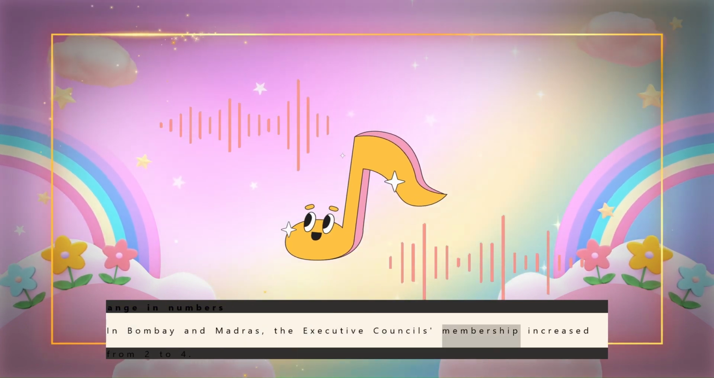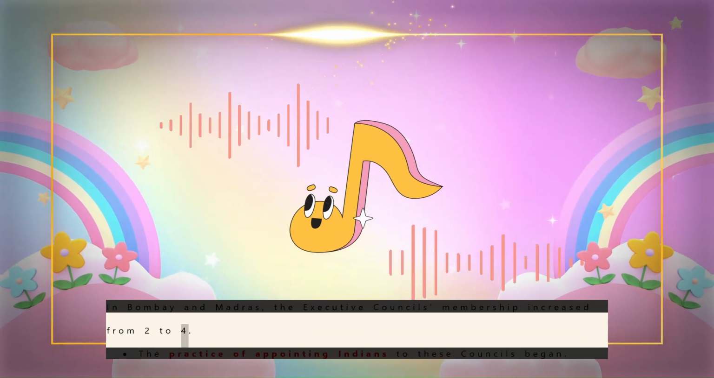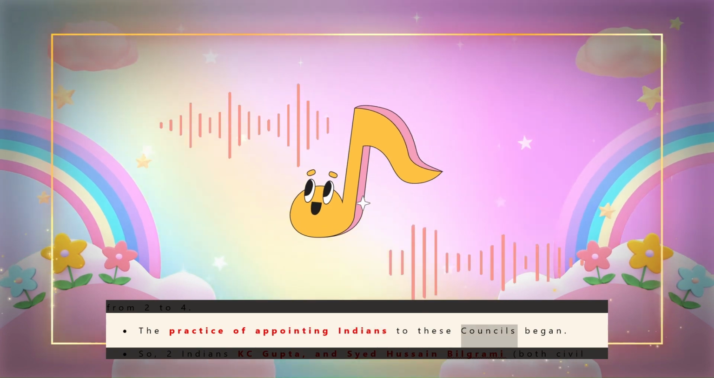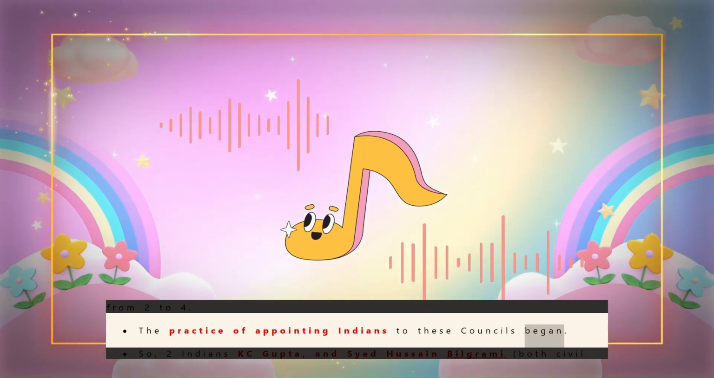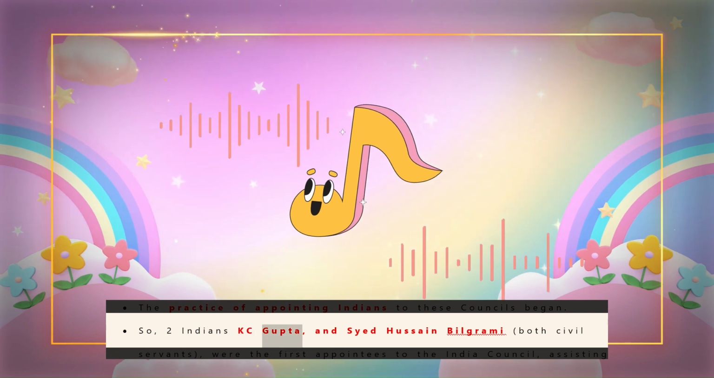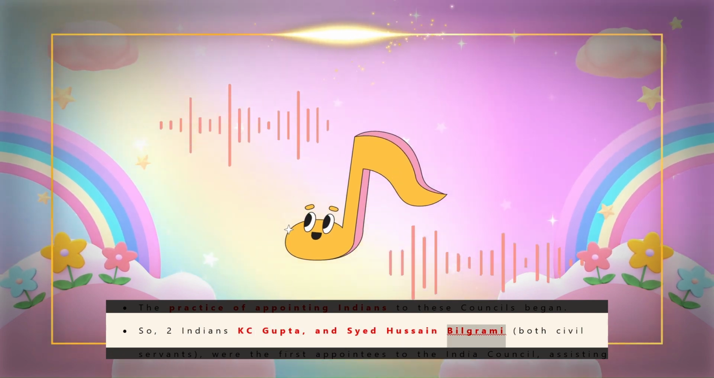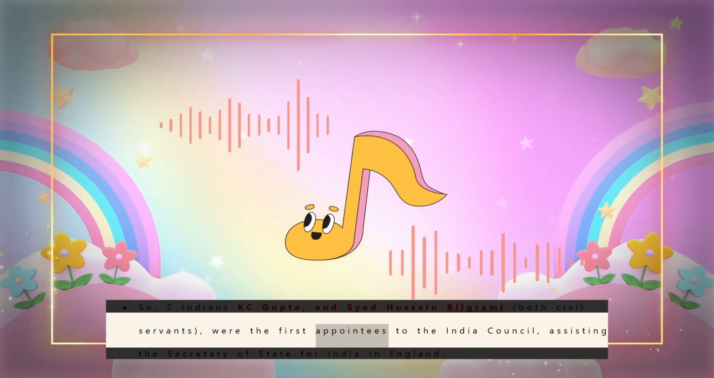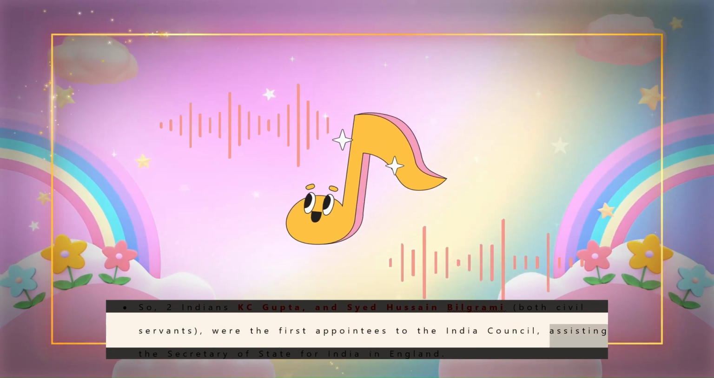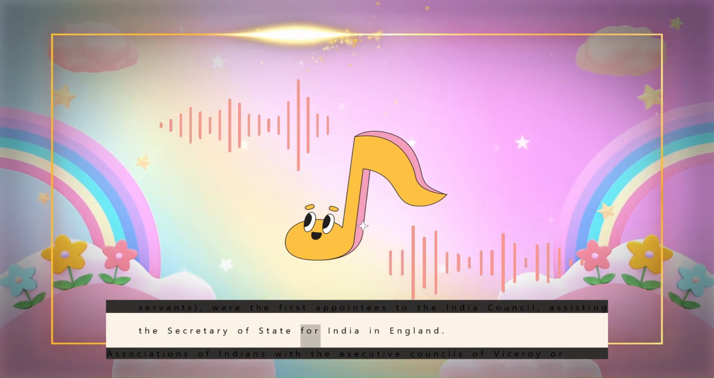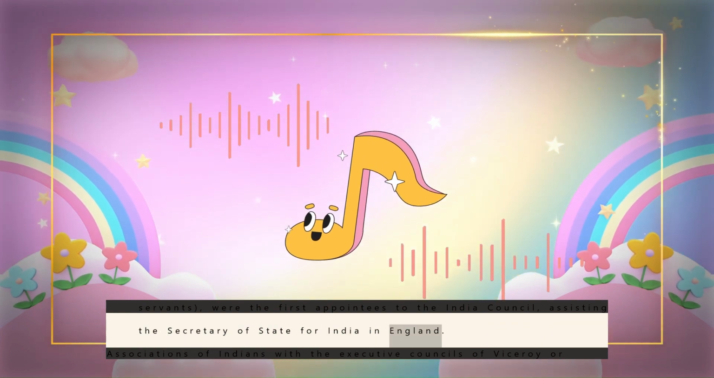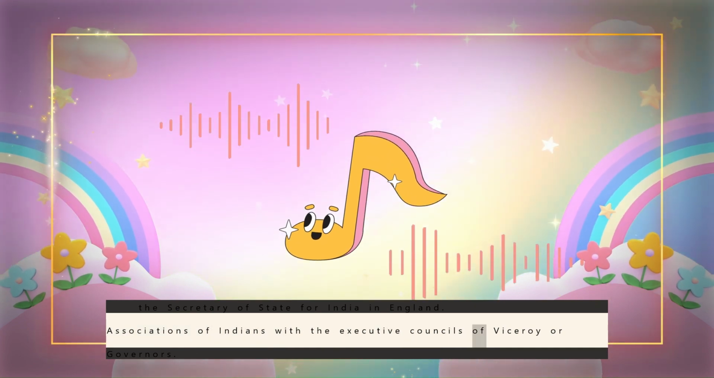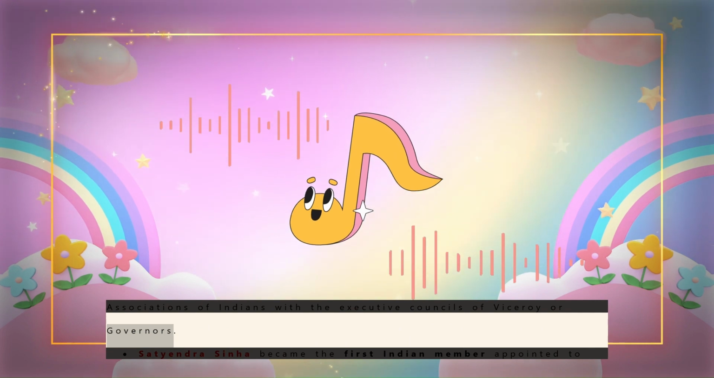Provisions or features of the Act. Change in numbers: in Bombay and Madras, the Executive Council's membership increased from 2 to 4. The practice of appointing Indians to these councils began. So, 2 Indians, K.C. Gupta and Syed Hussain Bilgrami, both civil servants, were the first appointees to the India Council, assisting the Secretary of State for India in England.